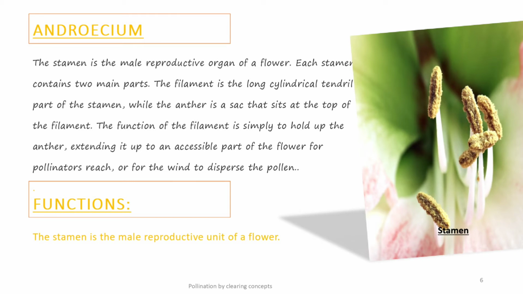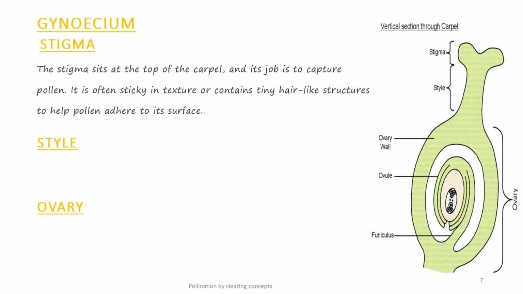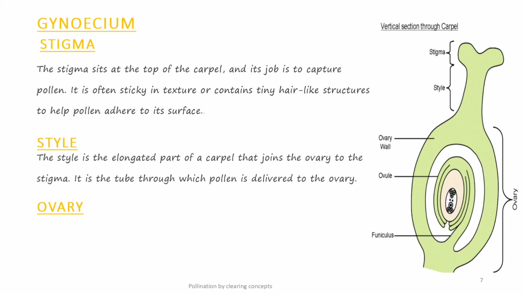Now moving to the fourth subpart, which is gynoecium. It contains three subparts: stigma, style and ovary. Starting with stigma, it sits at the top of the carpel and its job is to capture pollen. It is often sticky in texture or contains tiny hair-like structures to help pollen adhere to its surface. Now the style is the elongated part of a carpel that joins the ovary to the stigma. It is a tube through which pollen is delivered to the ovary.